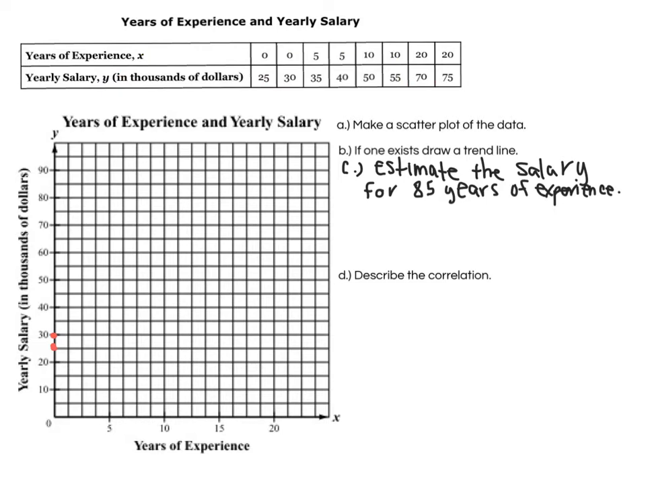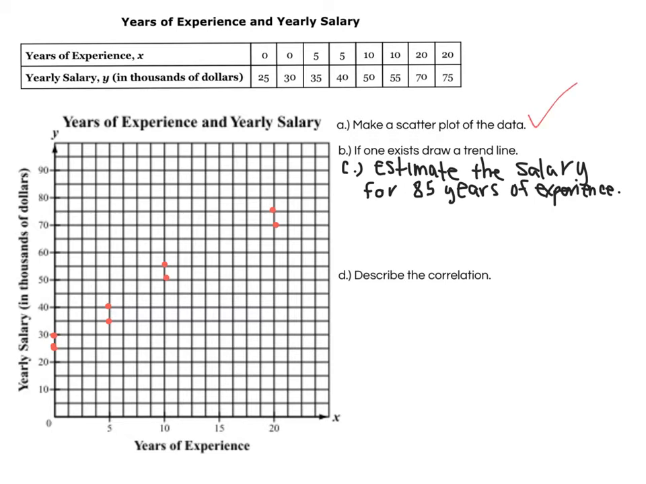Okay, 5, 35, go to 5, up to 35, plot my point. So I'm just going to plot the rest of the points in my table. Okay, and now I have all my points plotted. I'm going to go ahead and draw in my trend line. So letter A is finished. Just going to check that off. I drew my scatter plot.